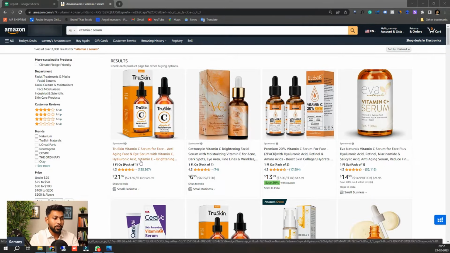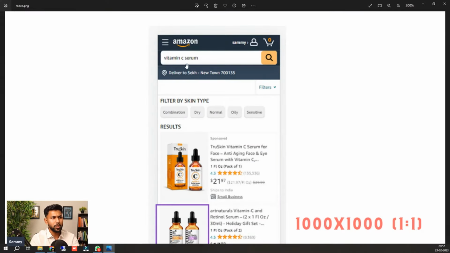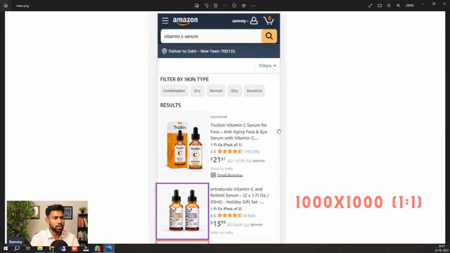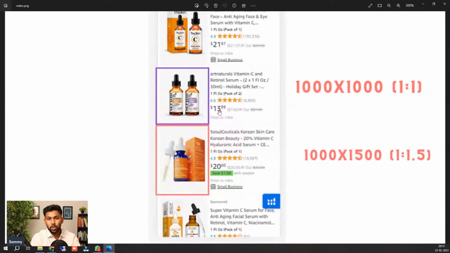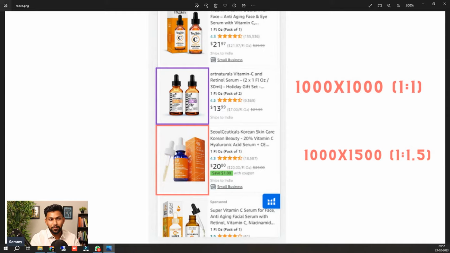Next, moving on, let me show you about images. Here I have searched vitamin C serum, and this is how the search result looks. Notice the product with the price of $13 and the product with the price of $20. Write down in the comment section what difference you see here. The first difference is that the first image looks a little smaller and takes a little less real estate, whereas the bottom image, priced at $20, looks a little bigger.